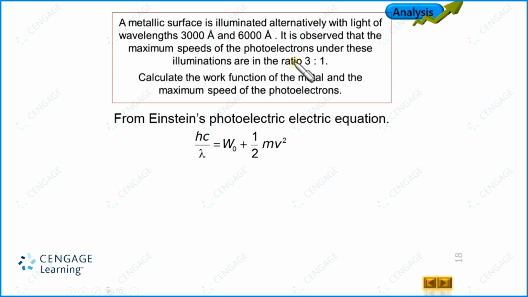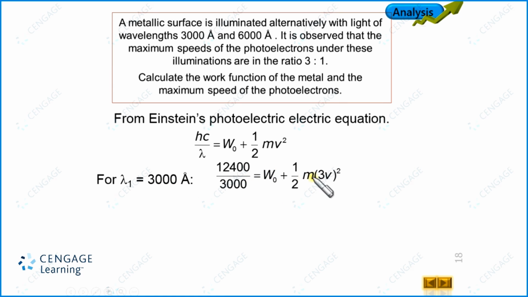We are given the two cases, right? So let us write the same equation for case number 1. For case number 1, we need to use wavelength equal to 3000 angstrom. If we substitute the value of 3000 angstrom here, let us calculate all values in electron volt, because this is the energy equation. So let us calculate this value, and also the maximum kinetic energy, in electron volt. If we calculate all values in electron volt, we can write this value as 12400 divided by 3000, right? So this is equation number 1.